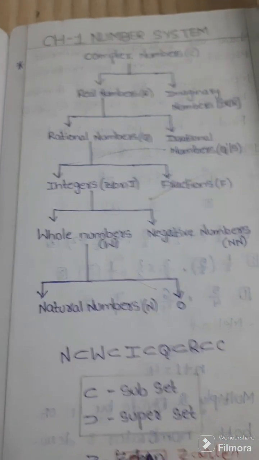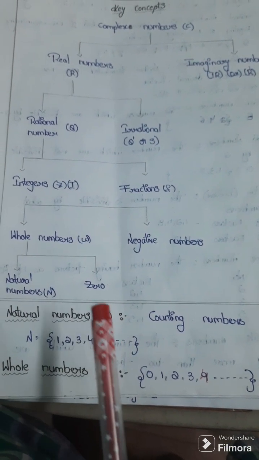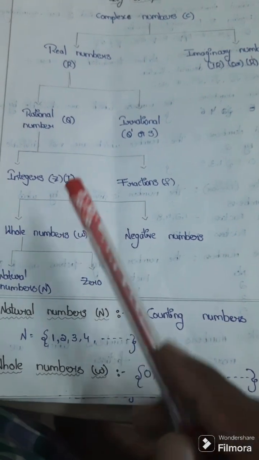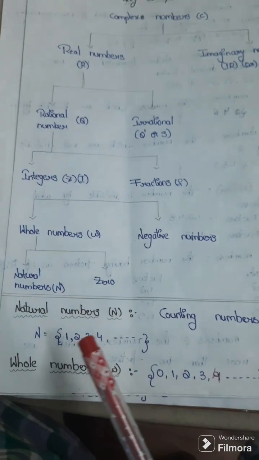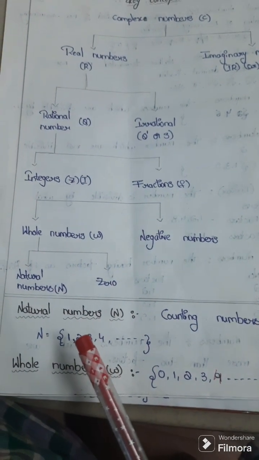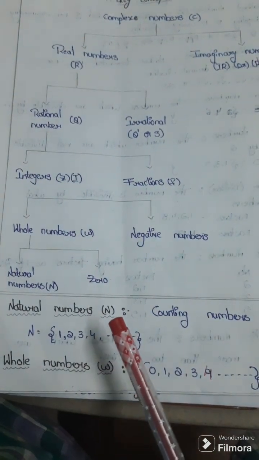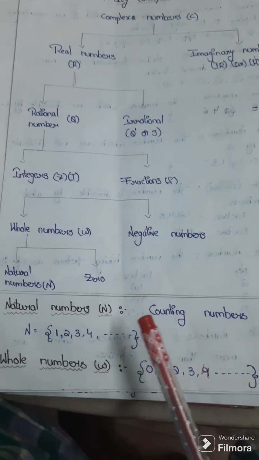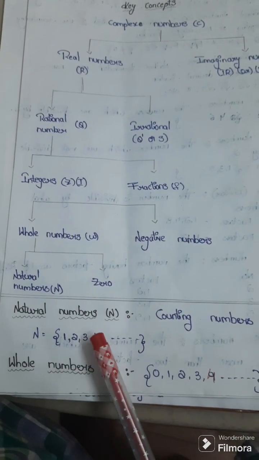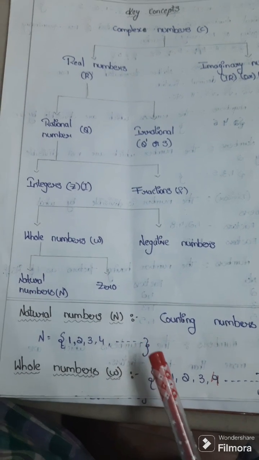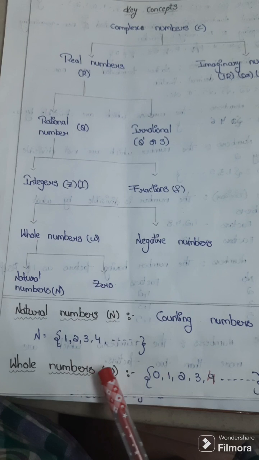In 9th standard our main aim depends purely on rational numbers and irrational numbers only. But I shall give brief information about natural numbers. Natural numbers are represented with capital N. That means counting numbers. N is equal to 1, 2, 3, 4, etc., up to infinity. Whole numbers means W.